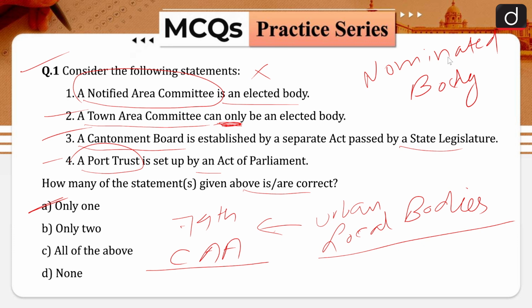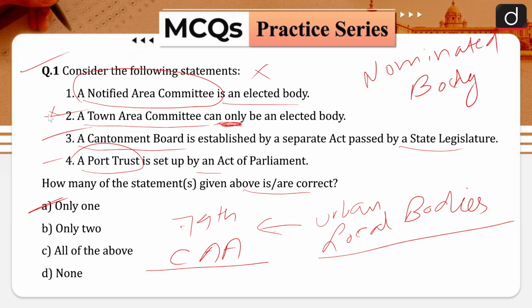And now if I talk about the town area committee, so basically it is established by a separate act passed by the state legislature. So your statement number 2 will also be wrong because it is not an elected body. And wherever you see such negative words only, you can clearly eliminate the answer if you do not know the correct answer. Okay, so this technique helps in the elimination as well. These kind of negative words such as only.